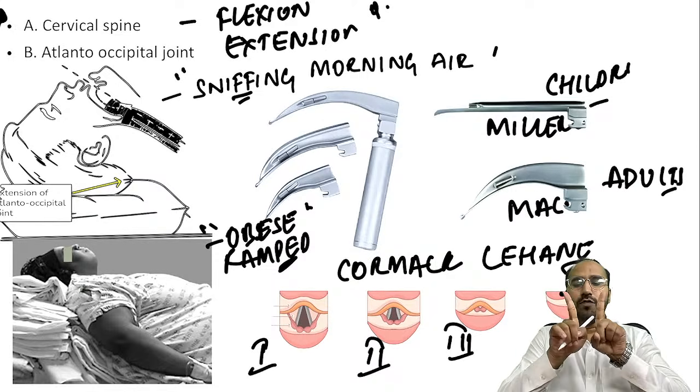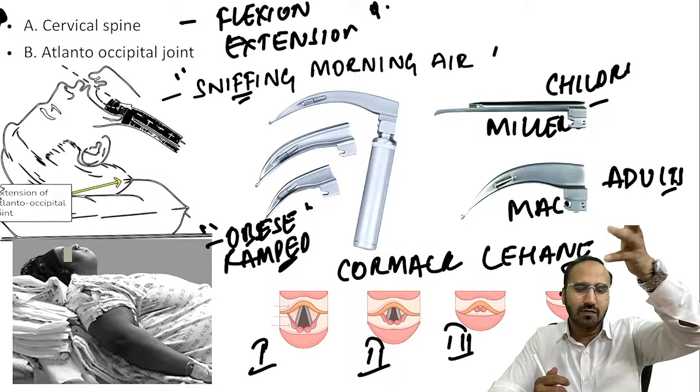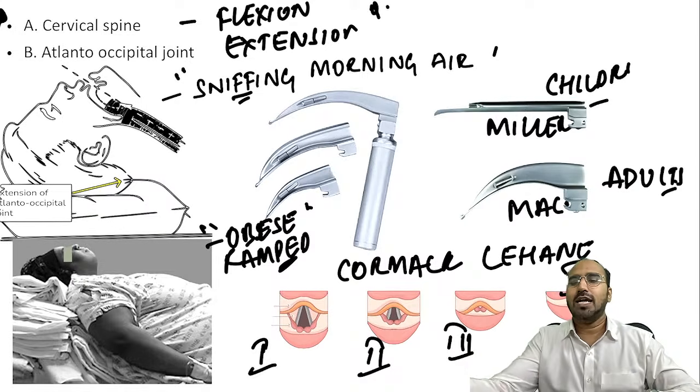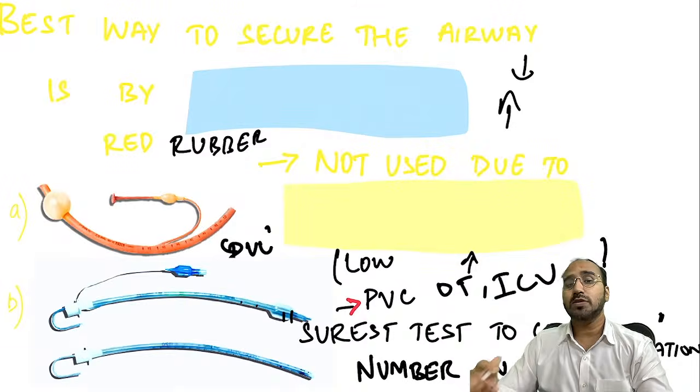Once you see the vocal cords, what is your next function? Remember, you have introduced the laryngoscope, you have lifted the tongue. Now, once the vocal cords are visible, take the endotracheal tube and directly put it in. Now, which endotracheal tube will we be using?